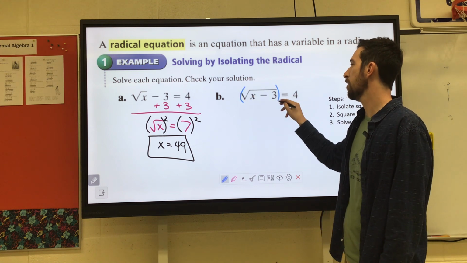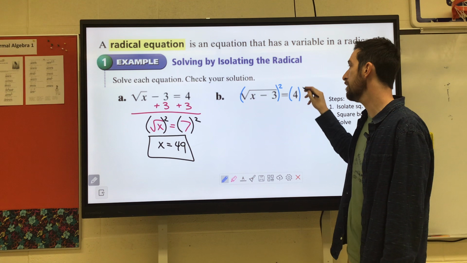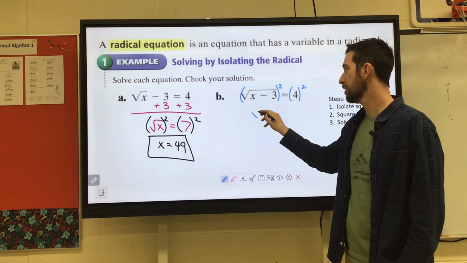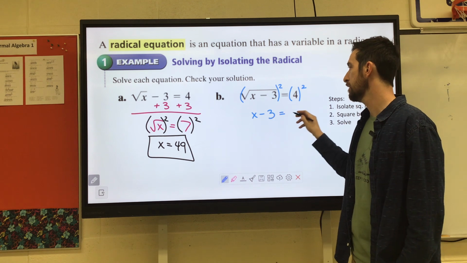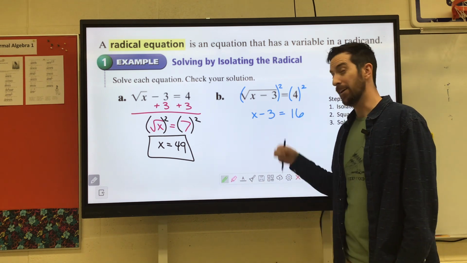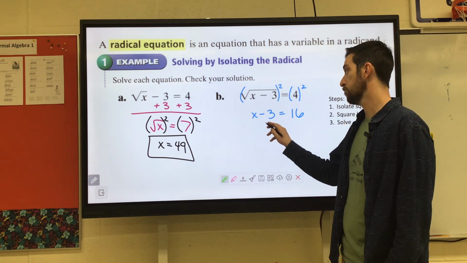On B, we already have it down to just the square root stuff over here. So we're going to cancel it all out by squaring it. If you do it to one side, you got to do it to the other side. It cancels out the square root, so it's just regular x minus 3 over here. And then over here, 4 squared is 16. X minus 3 equals 16. I hope you know that last step is plus 3.